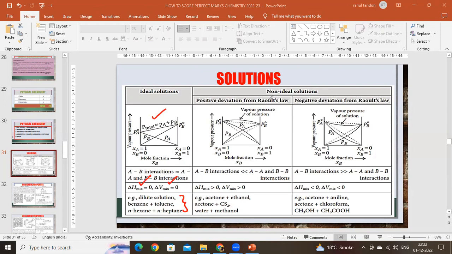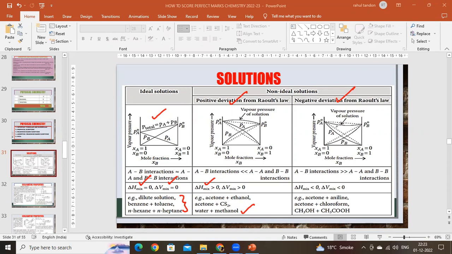On the other hand, for non-ideal solutions, we have one with a positive deviation and another with a negative deviation. In the positive deviation, delta H of mixing is greater than 0, that means positive, endothermic. Delta V of mixing is greater than 0, that means 10 plus 10 will not be equal to 20 ml; it will be greater, maybe 20.2 ml. Examples include water with methanol, cyclohexane with ethanol, or acetone with ethanol, and so on.